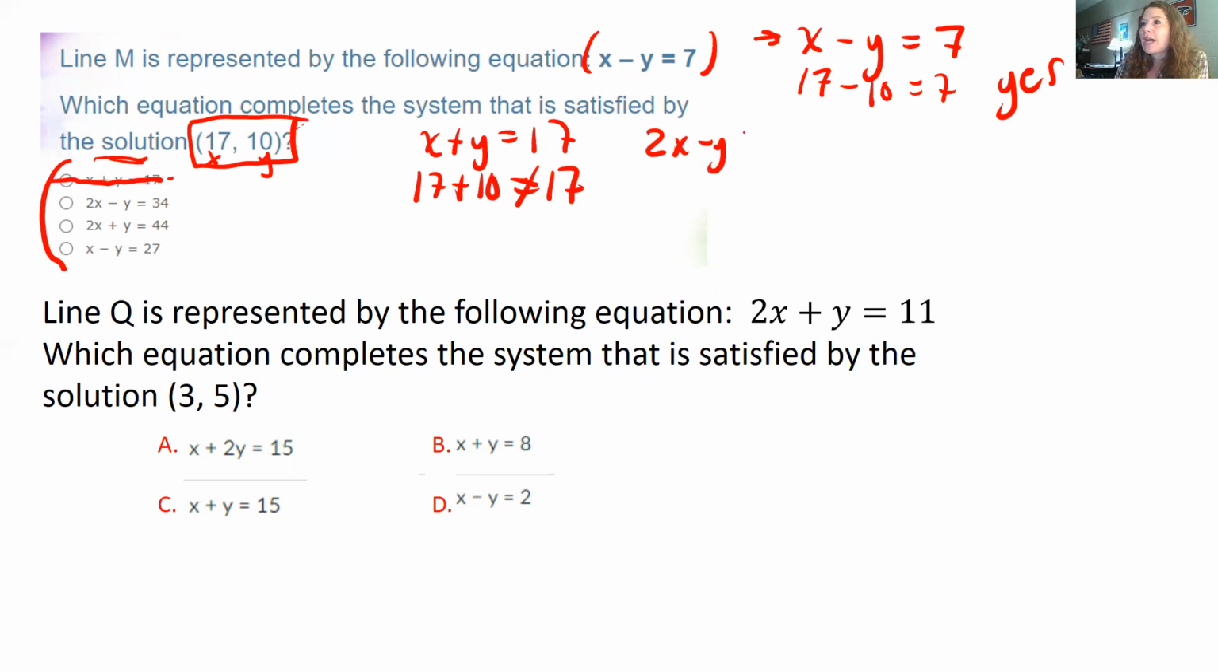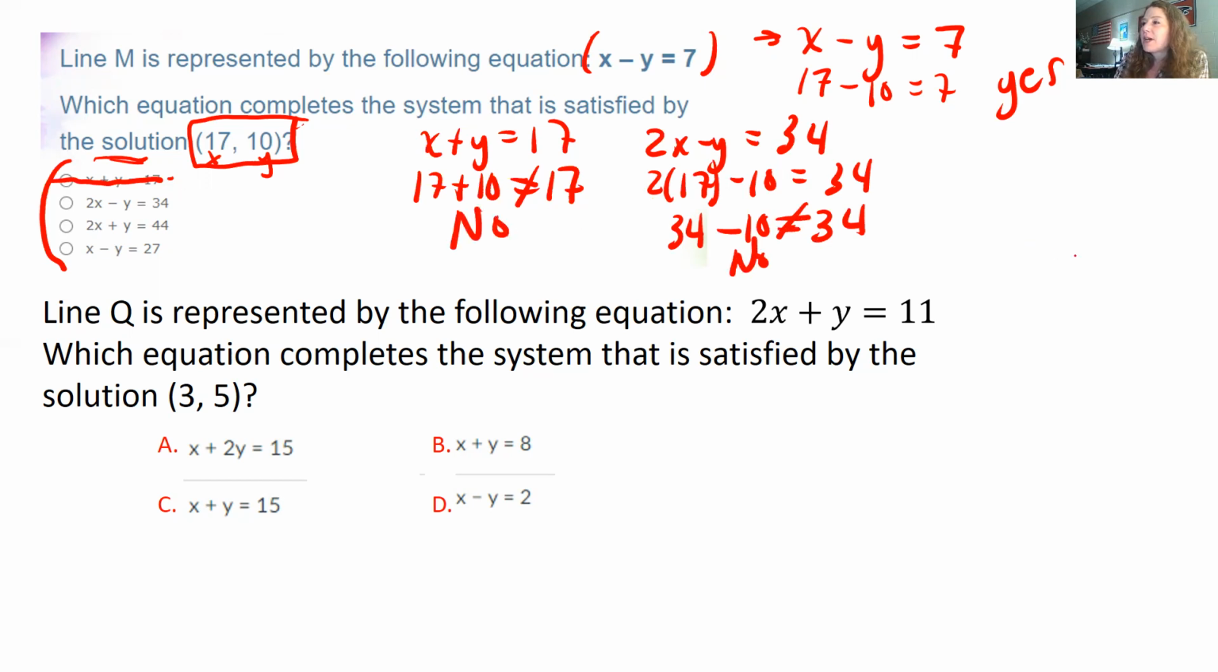All right, let's try B. 2x minus y equals 34. Well, 2 times 17 is 34. If I subtract 10, I would get 24. So that is not true. No, no. Let's try the third one. I'm going to get rid of this one. All right, we have 2x plus y equals 44.